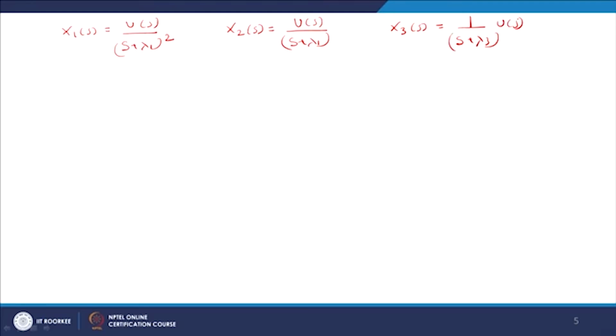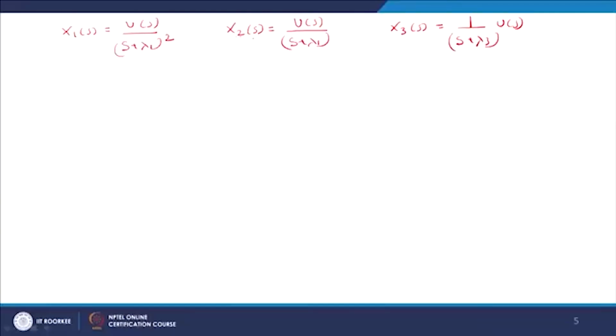So we have written x1 of s, x2 of s and x3 of s. Now we want a state space model. As far as x2 of s and x3 of s are concerned, we can directly multiply and get the model in time domain. But there is a problem with x1 of s because (s plus lambda 1) square is there. So it is difficult to apply the inverse Laplace right now for this equation. Now how to tackle this?